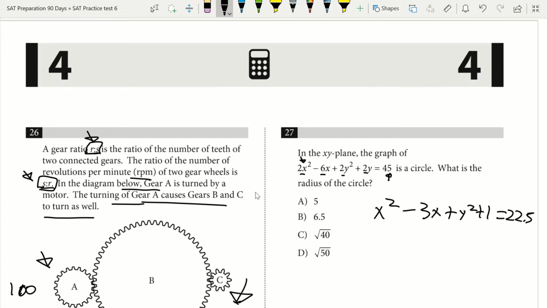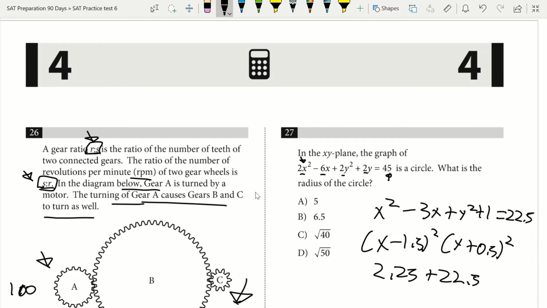In order to get minus 3x, I have to have x minus 1.5 squared. Minus 1.5 times minus 1.5 gives me positive 2.25, so I have to add that to my 22.5. Next thing that I see is I have y squared plus y. To get that, I'm going to have y plus 0.5 squared. 0.5 times 0.5 is going to be plus 0.25, because 0.5 squared is 0.25. I add that to the 22.5 and the 2.25, and that's going to end up giving me 25. So when I take the square root of r squared to give my radius, it's going to be 5. So my answer there is going to be A.